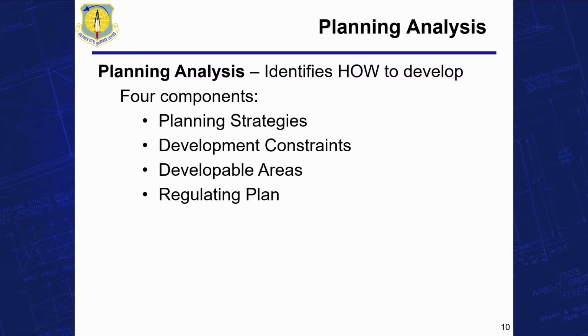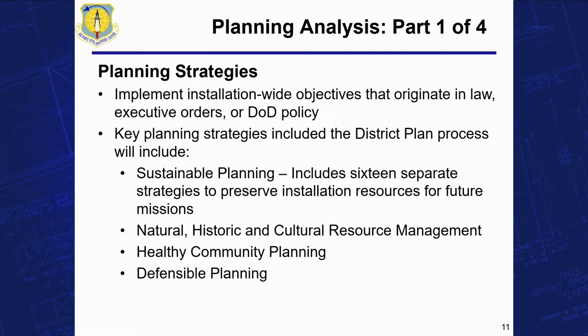The planning process is broken into 4 activities: plan strategies, development constraints, developable areas, and regulating plan. In the planning strategies process, the planner evaluates planning concepts and associated best practices to determine how or if each is applicable to the district. Planners and installation leaders need to understand that these strategies are not an academic exercise. They are the means to achieve installation-wide objectives that originate in law, executive orders, or DoD policy.